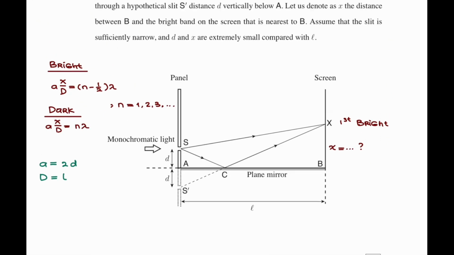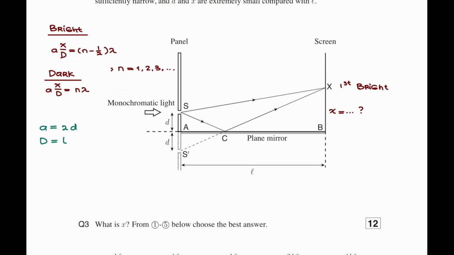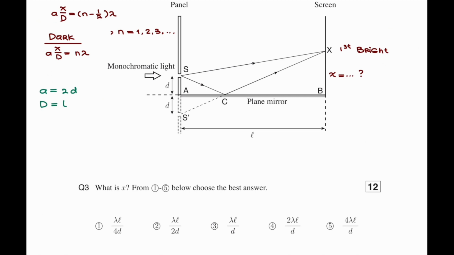Okay, so if I want to find x, I can use this equation. Because x is the distance between B and the bright band that is nearest to B, that means we talk about the first bright, that means n equals 1. By using this equation, I think we can obtain the answer.